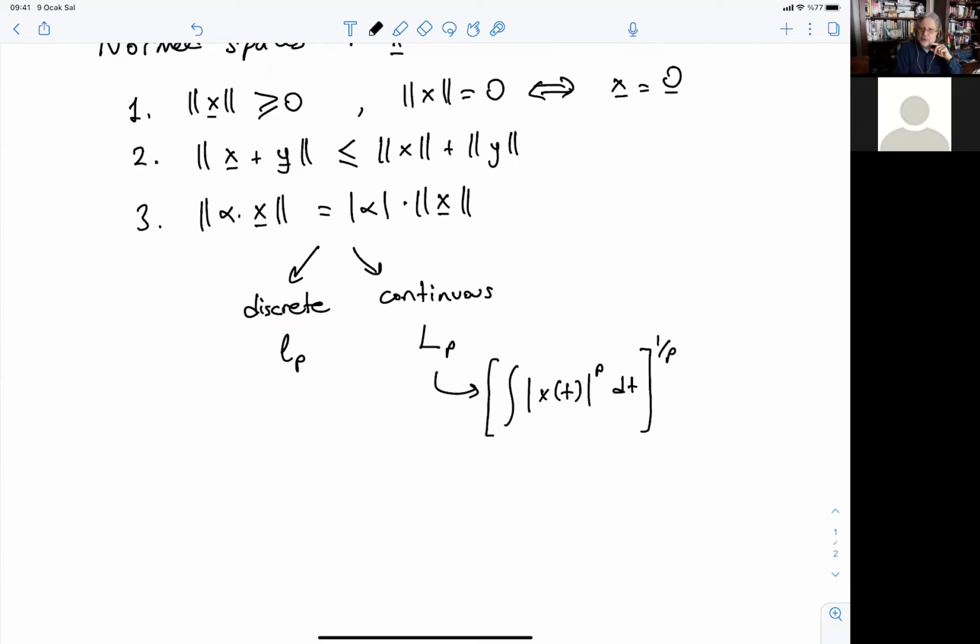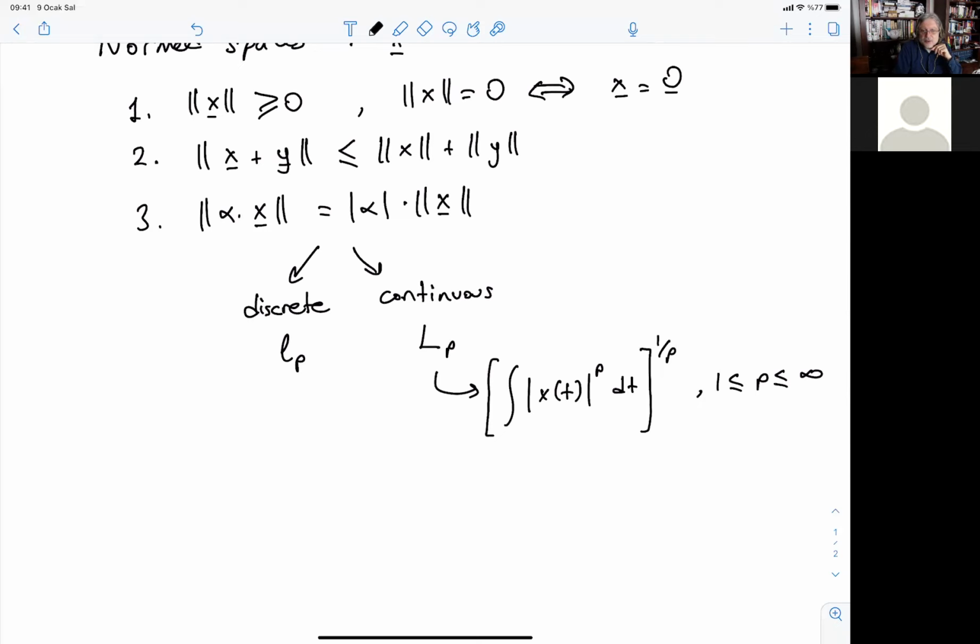If p is equal to 2, then it means the Euclidean distance, the square distance, which is the integral of the magnitude square of x of t, and then you take the square root of the output of the integral. But here you can generalize it to the p norm, where p is between 1 and infinity. It could start from 1.